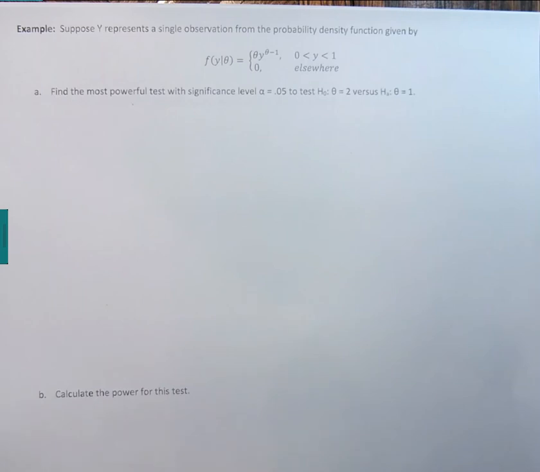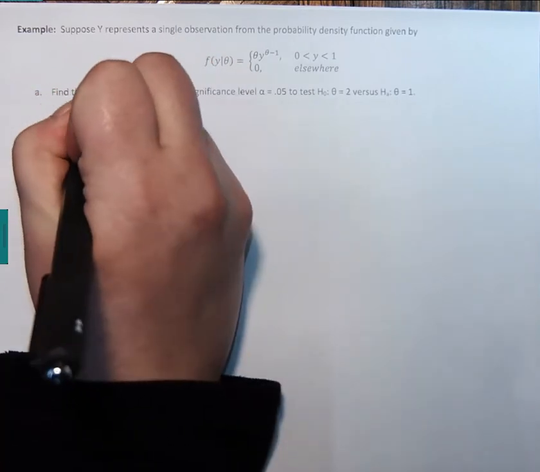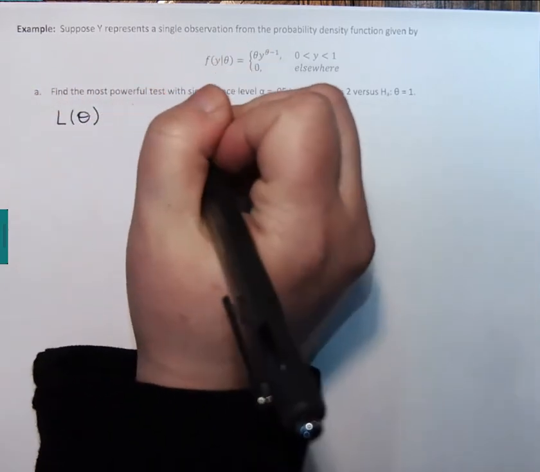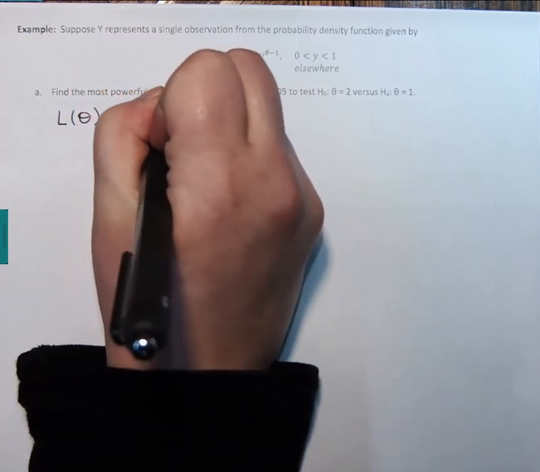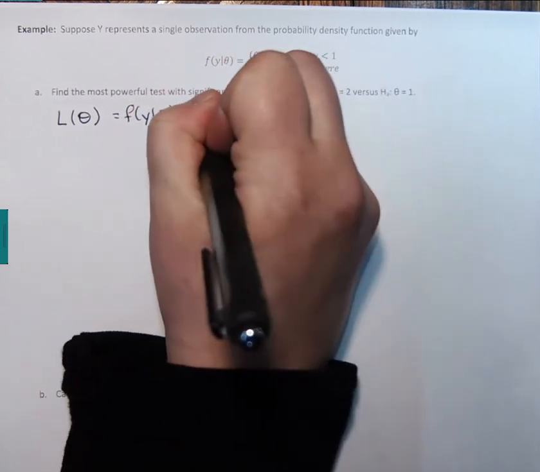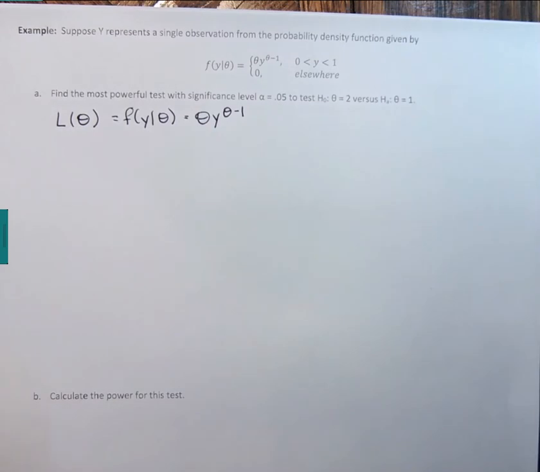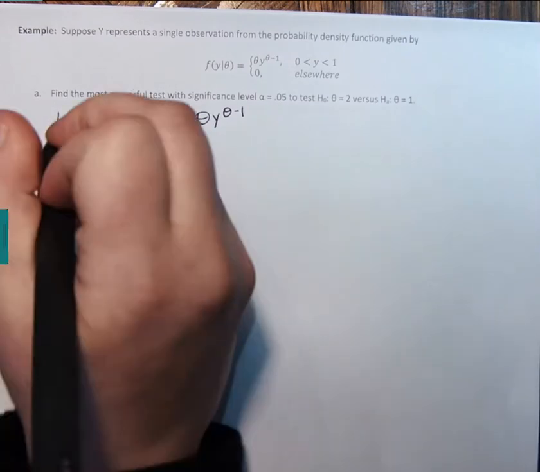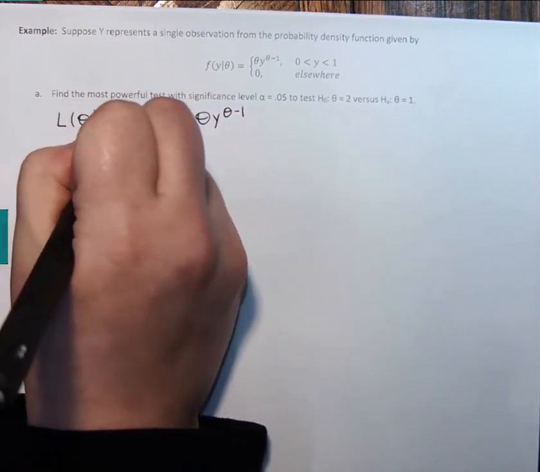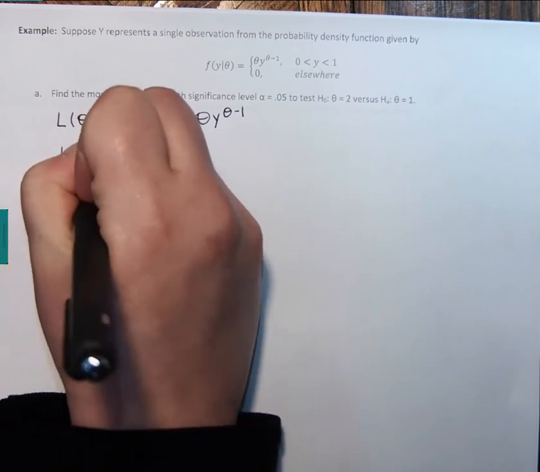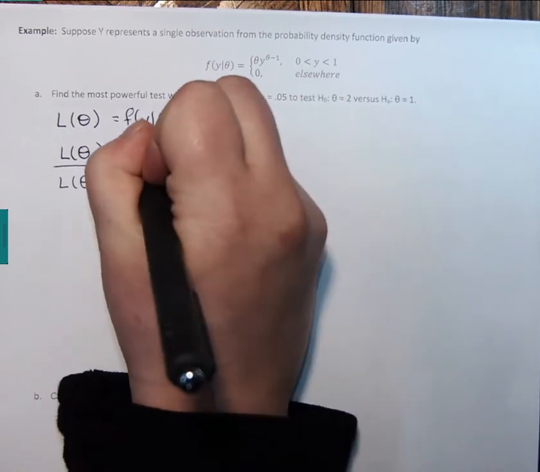All right, so first of all, let's write out our likelihood. Notice here, we just have a single y, a single observation. So our likelihood function in this case is just going to be equal to f of y given theta, which is equal to theta y, and then we've got theta minus 1 in the exponent. All right, so let's look at the ratio. In the numerator, I'm going to have the likelihood at theta naught, and in the denominator, I'm going to have the likelihood at theta a. We're just going to substitute in those values.